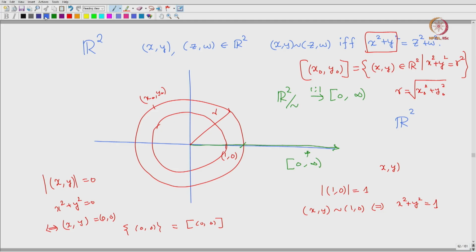So this is what I was telling. Even though R2 modulo tilde is an abstractly defined subset of the power set of R2, we can identify it with more meaningful sets like this. That is what one should do in practice, and that is the most important thing. So let us do some other examples.